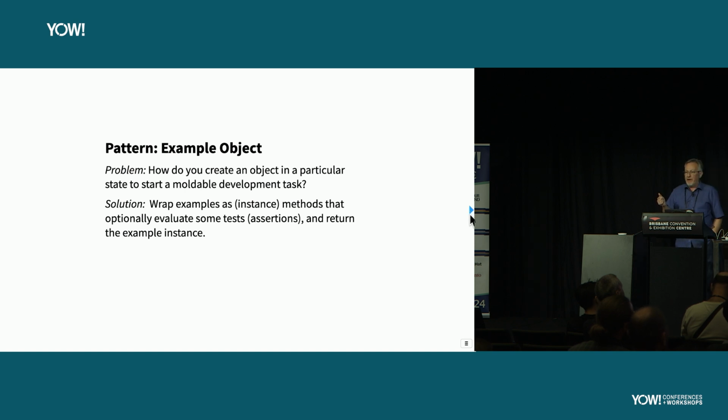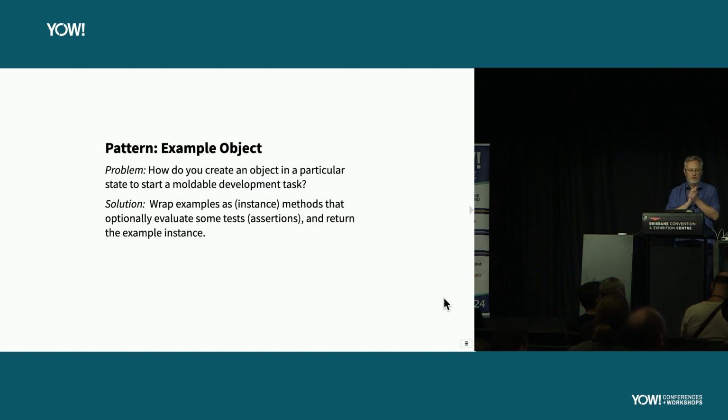A second pattern, which I find really interesting and is close to my heart because we've been doing this for a long, long time and nobody else does it. I don't know why. So how do you create an object in a particular state to start a moldable development task? Well, what you want to do is wrap examples as instance methods that optionally evaluate some tests and return the example instance. Or in other words, take unit tests and turn them into factories.